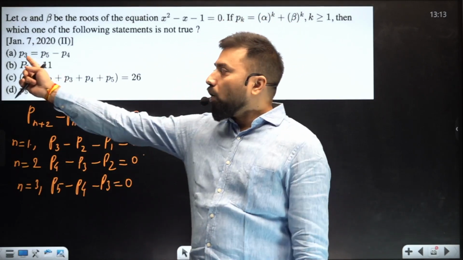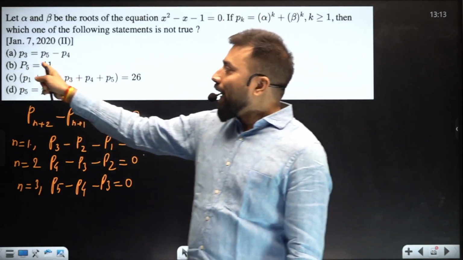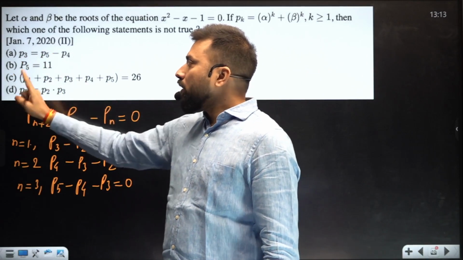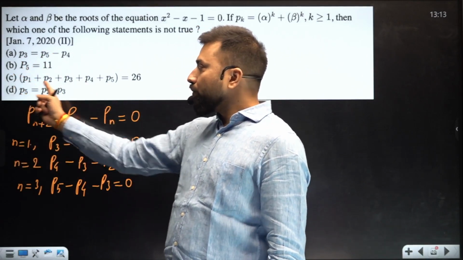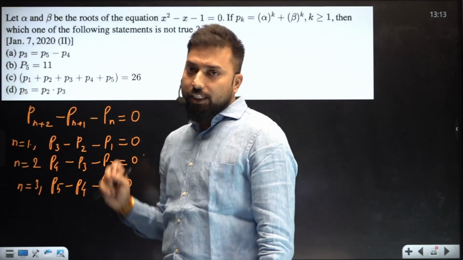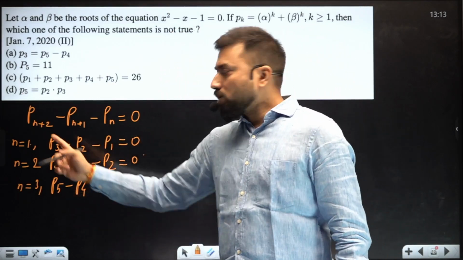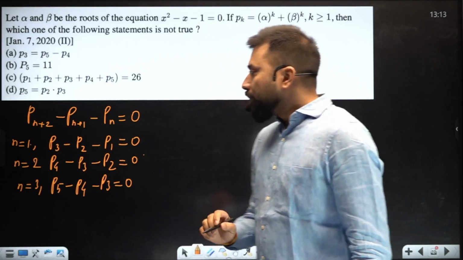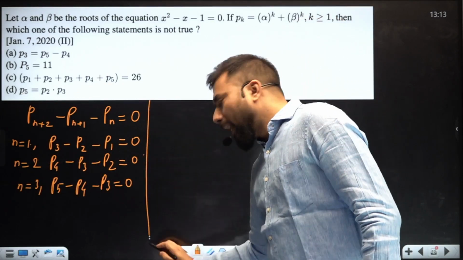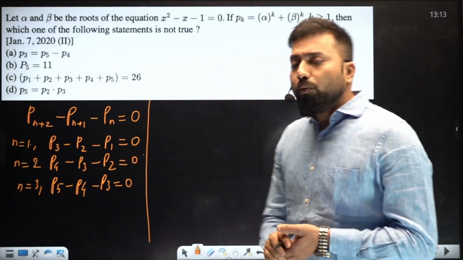See here in the options, we have P3, P5, P4, then we have P5, and from P1 to P5 here, P5 is written, right? So basically we have to manipulate till P5 and n equals 1, 2 and 3, right? Now if I ask you what is the value of P1, right?